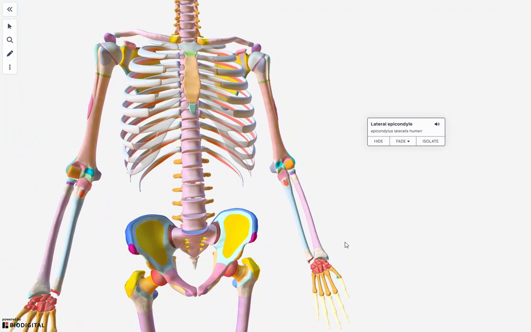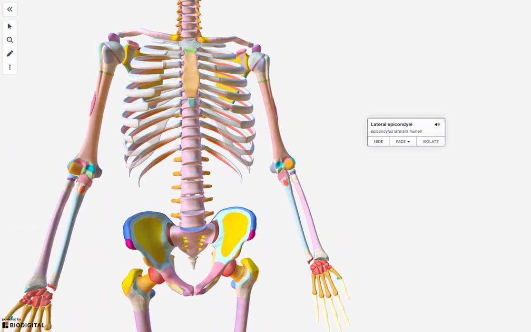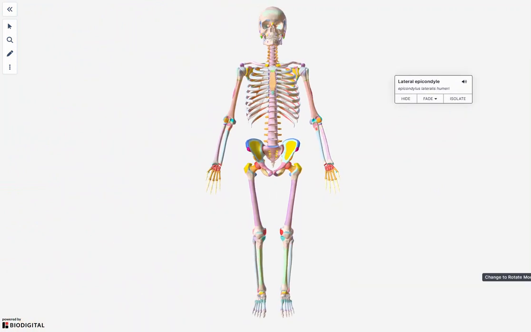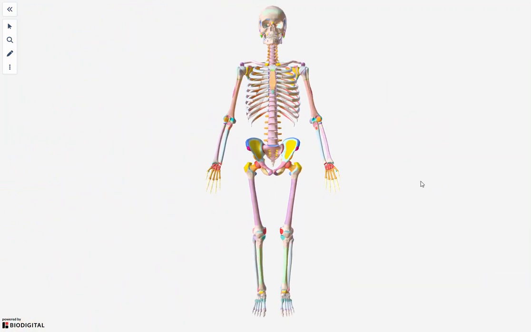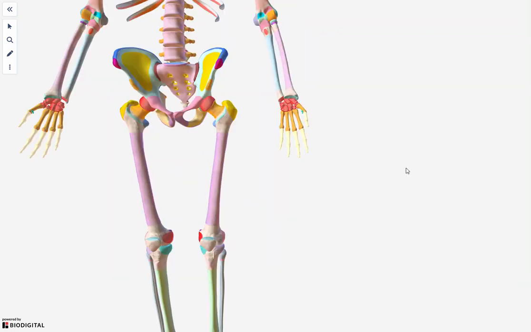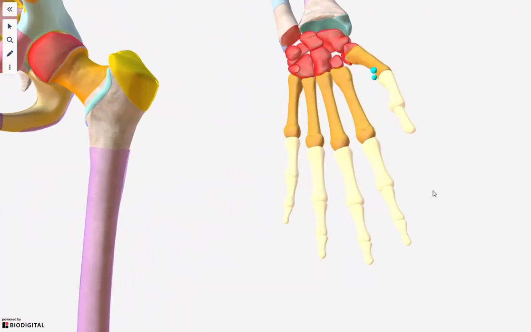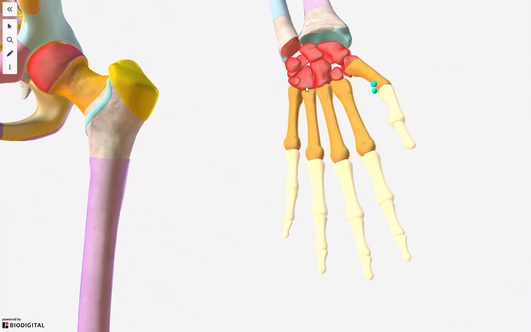Also, when we learn the carpals, let me try to pan this out a little bit and then zoom it in if I can. All right, here we go. Looking at the carpals, you see how there are two rows of carpals. There's a distal row that's closer to the metacarpals. The proximal row of carpals is closest to the radius and ulna. So this is the palmar side of the hand.